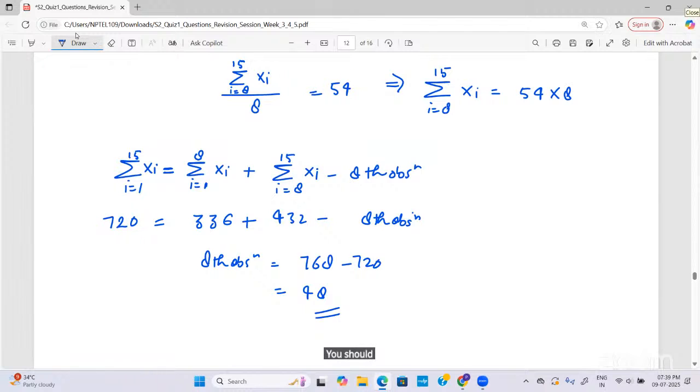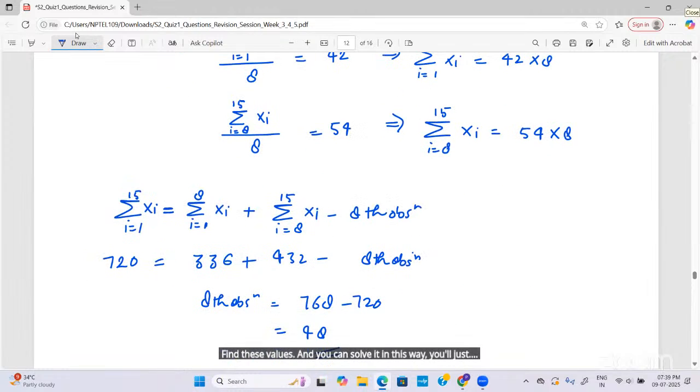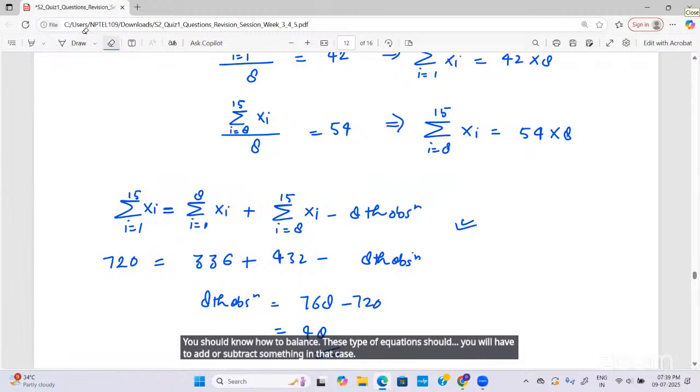Okay. So you can solve this type of question in this way. You should know the formula, and by using the formula you can find these values. You should know how to balance these types of equations. You will have to add or subtract something in that case.